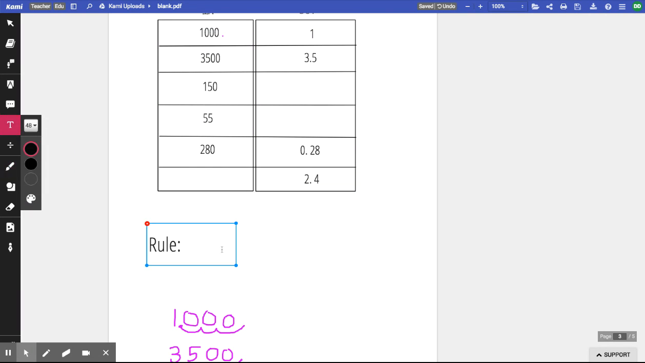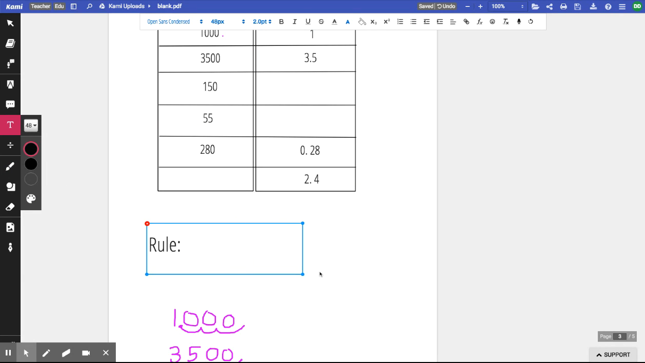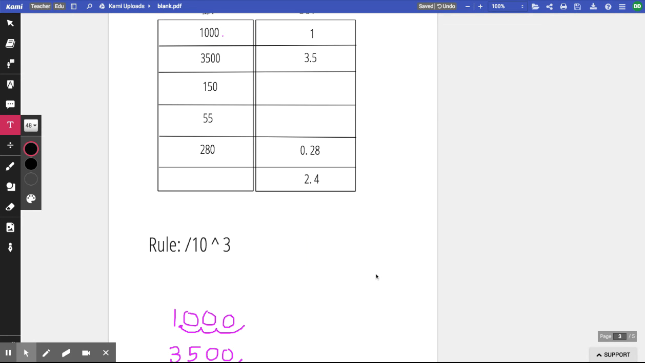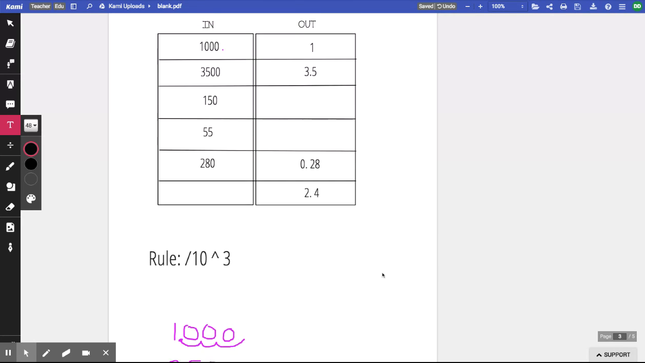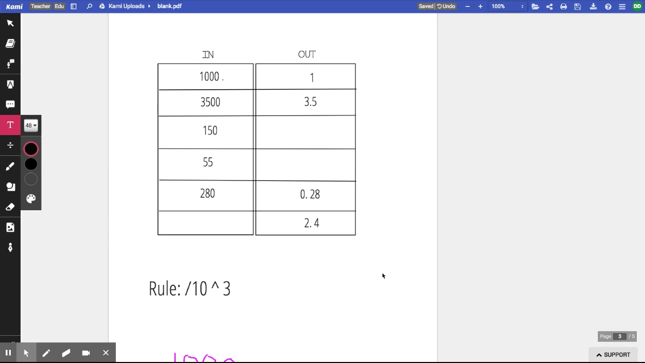So if we remember what we talked about before, which operation do we use when our decimal point is moving to the left? Well, when we move to the left, we know that we are dividing. And I'm dividing by 10 to what power? How many places did I move my decimal point? I moved my decimal point 3 places to the left. So my rule is going to be dividing by 10 to the third.